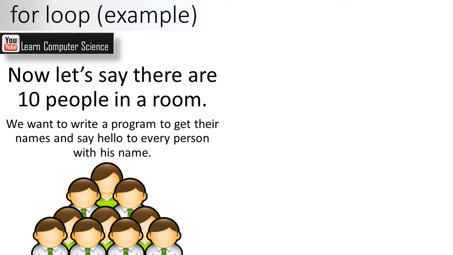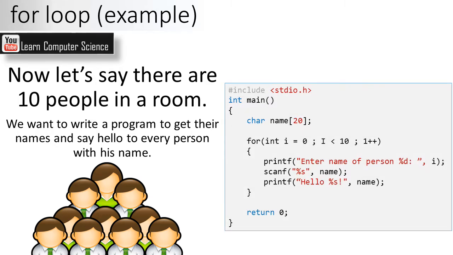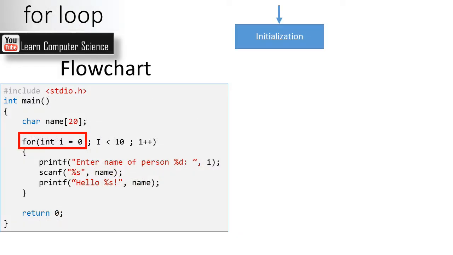Here is the example of for loop. Now let's say there are 10 people in a room and we want to write a program to get their names and say hello to every person with his name. It's pretty simple now. Let's explore this code along with the flowchart. First of all we started, then the for loop, and took an initializer variable named i. Here we can take any variable and assign it any value we want.